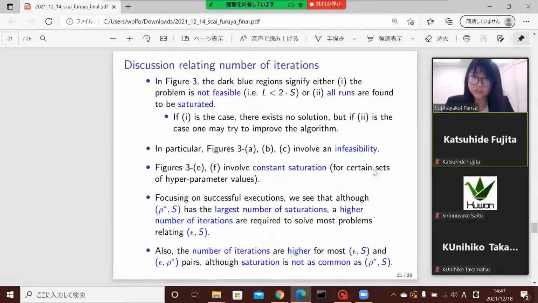So focus on the successful execution. We see that for rho star and S, which have a larger amount of saturation, a higher number of iterations is required to solve most problems relating to epsilon and S. Also, the number of iterations is high for most epsilon and S and epsilon and rho star pairs, although saturation is not as common as for rho star and S.